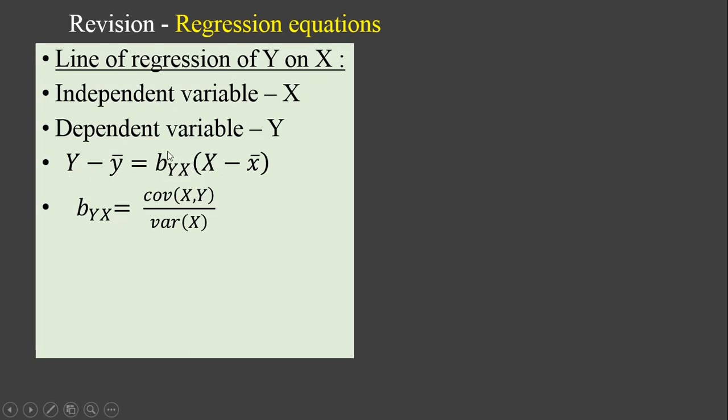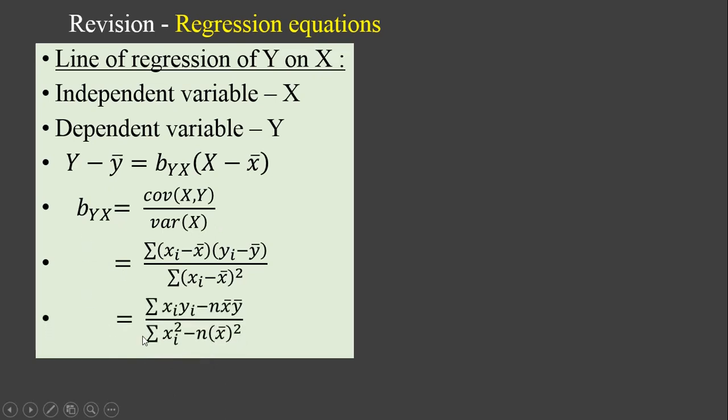To calculate this regression coefficient byx, we have these formulae. Byx is equal to covariance between x and y upon variance of x. Or we can use this formula: byx is equal to summation of (xi minus x bar) into (yi minus y bar) upon summation of (xi minus x bar) whole square. According to given data, we have to choose which formula is to be used.